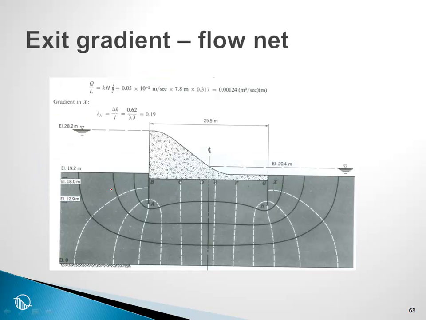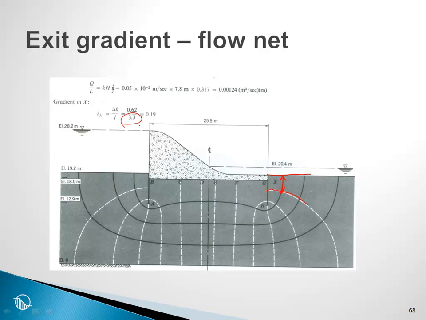It is worthwhile, when we talk about exit gradients, to go back and think a little bit as to how this all started. And when the concept first originated, we were talking in terms of flow nets. And we know that in flow nets we had equal potential drops. But notice that we were taking the gradient over a considerable distance. In this particular case, we were taking the gradient over 3.5 meters, about 10 feet.